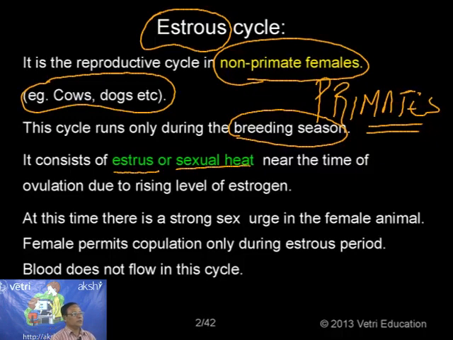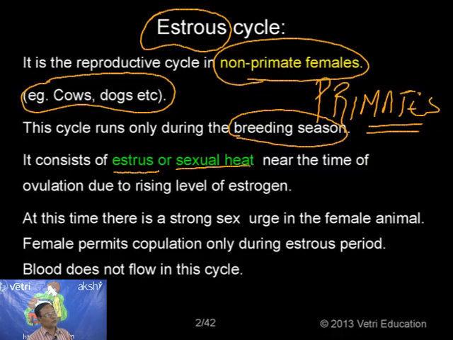During that period, the level of estrogen hormone increases steadily. When it increases in the body, it produces more heat. It increases the female's sexual urge so that she is ready for copulation. So the animal is ready to receive the male for coitus only at times of breeding season, once it has an estrus or sexual heat. At this time there is a strong sex urge in the female animal, and at times only it allows the male for coitus during the estrus period.